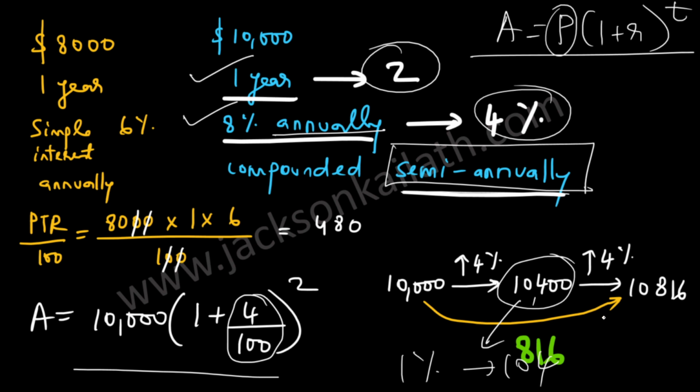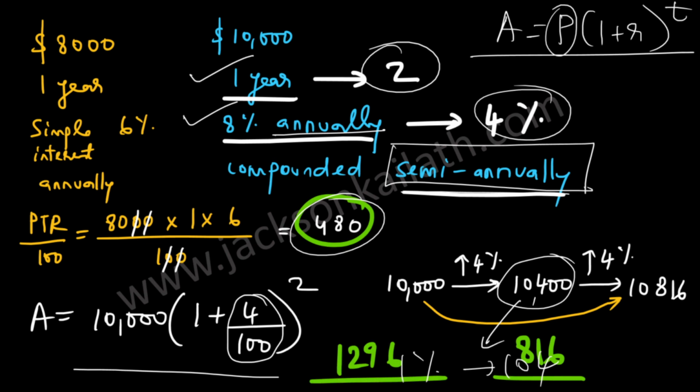Now to find the total interest that he's getting, you just need to add 480, which is the simple interest, and 816, which is the compound interest, and that's equal to $1,296. And that's the correct answer to this question, which is answer option E.